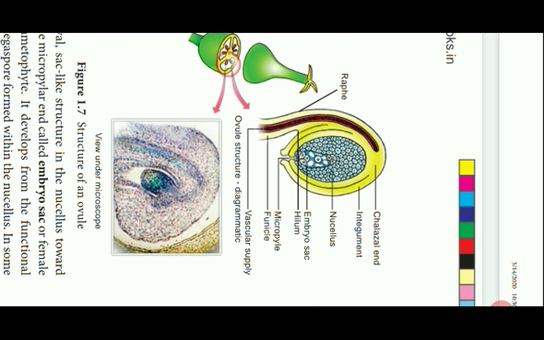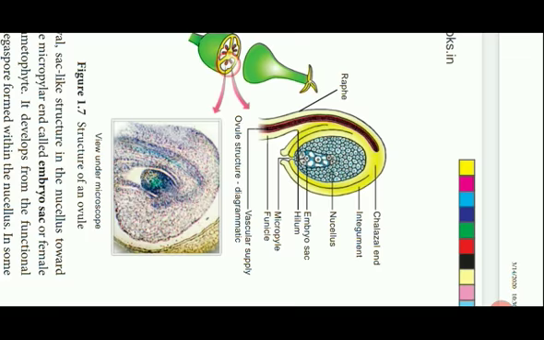The integument encloses the nucellus completely at the top, and where it is free it forms a pore called micropyle. So at the top it is completely enclosed, but at the lower portion we can see a small pore, that is called micropyle. If you see the diagram, we can see the micropyle. Micropyle is nothing but a small pore present in the lower portion of the integument.